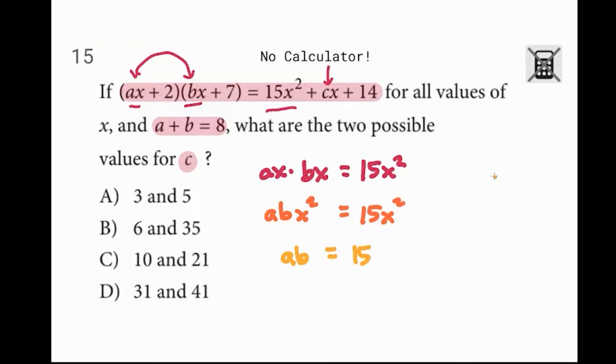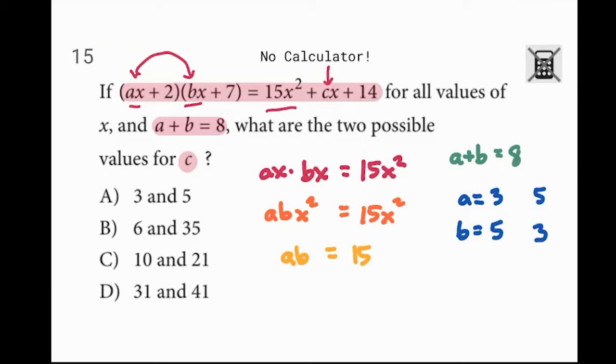It does say that a plus b is equal to 8. You could substitute through this, or you can just think, what are two numbers that add to get 8 and multiply to get 15? The answers would be 3 and 5. A could be 3, b could be 5, or you could also have a be 5 and b be 3.